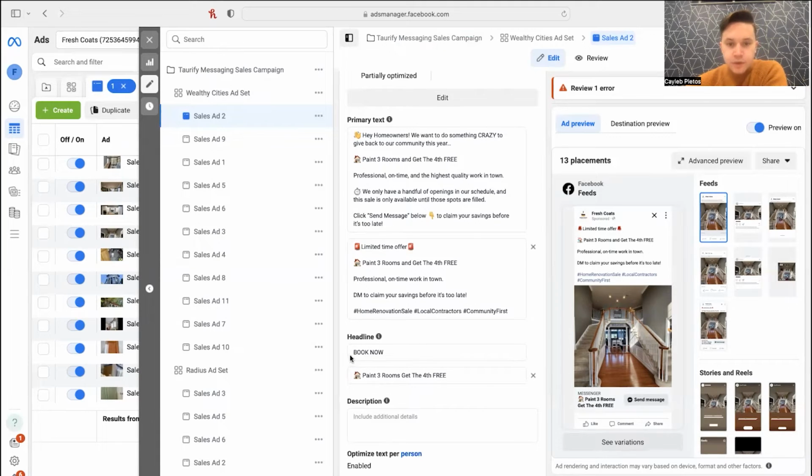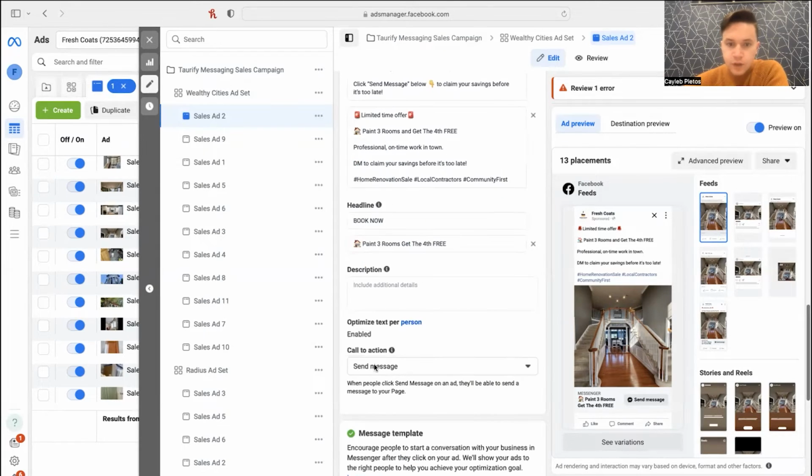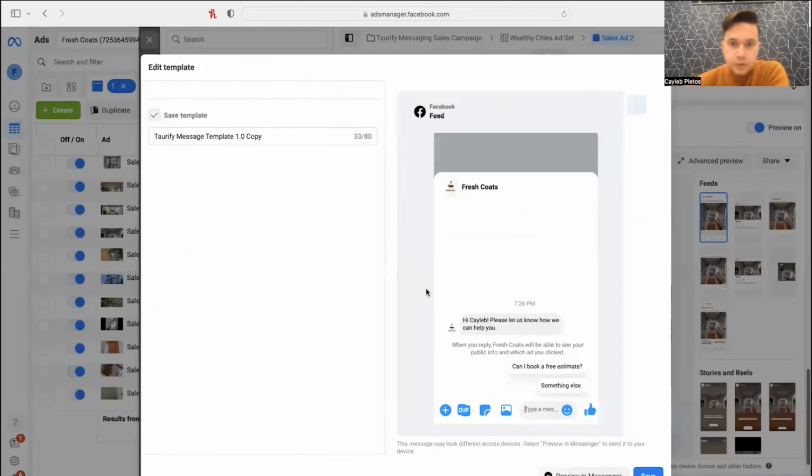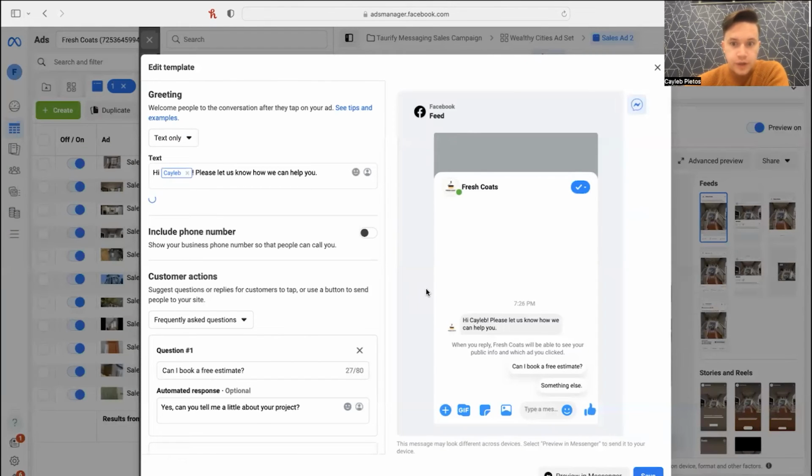And then we have 2 different buttons: book now, paint 3 rooms, get the 4th free. Basically, this is the offer that they're running, and I like it. The call to action, we want them to send a message. Once they do send that message, here's how this will work. There are 2 options, okay?